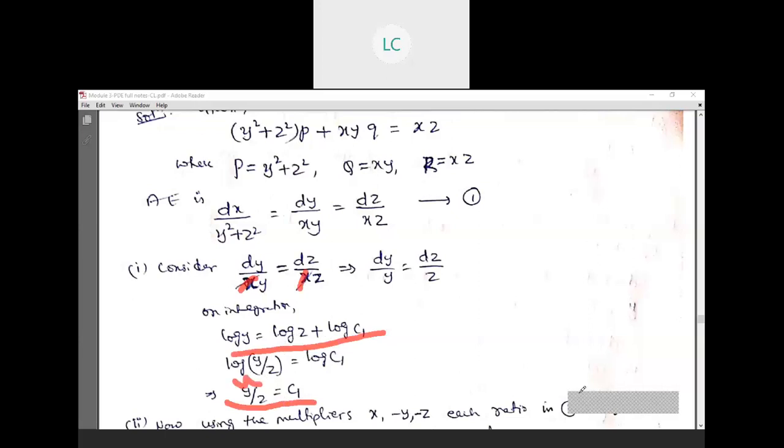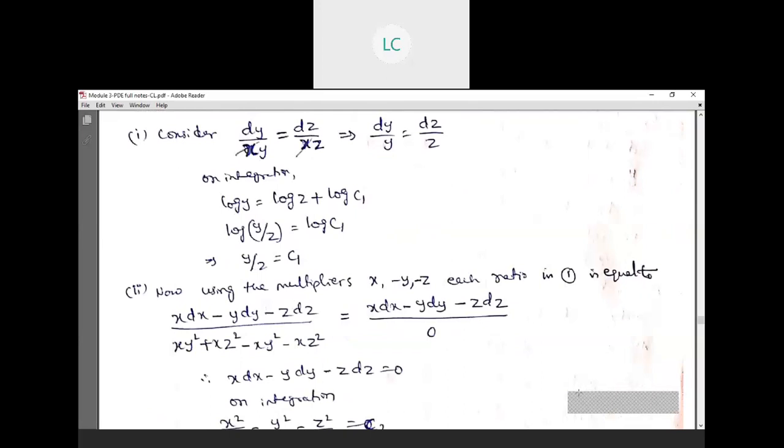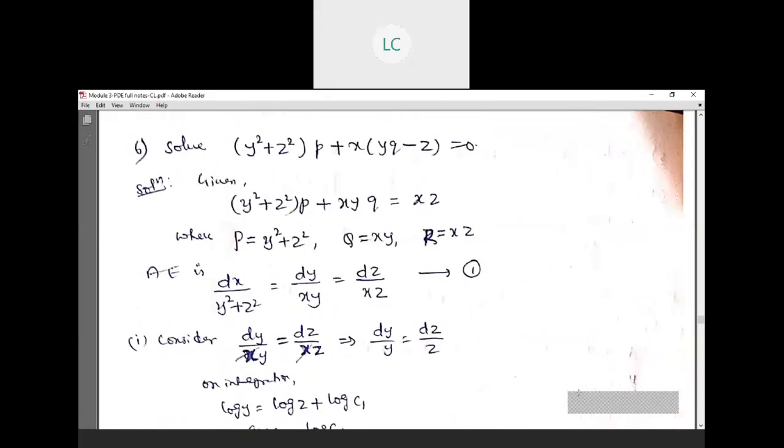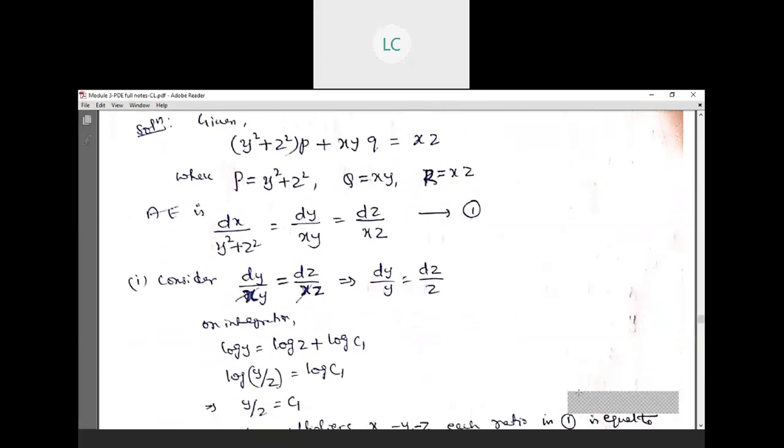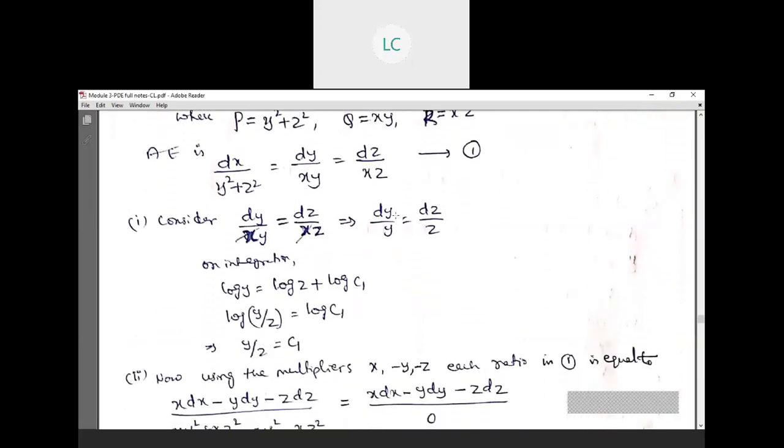Next we need to find out v, right? To find out v, we don't have one more pair. That's why I'm using the property. To use that property, we have to observe the auxiliary equation. Here we have to choose multipliers. How to choose multipliers? See, y square plus z square.